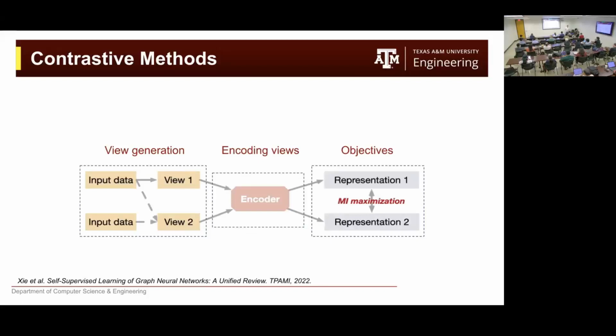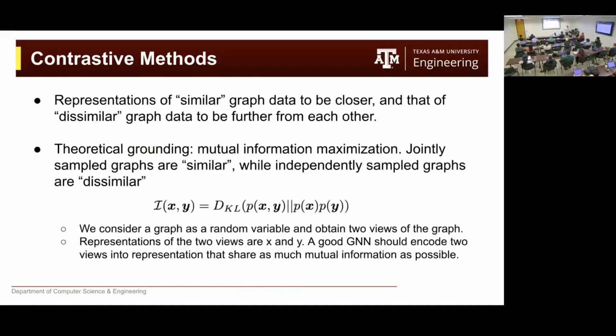What kind of random variable are you using for the representation of the graphs? Maybe the representations are all vectors, right? So we just consider the two representations from the two views as two random vectors.